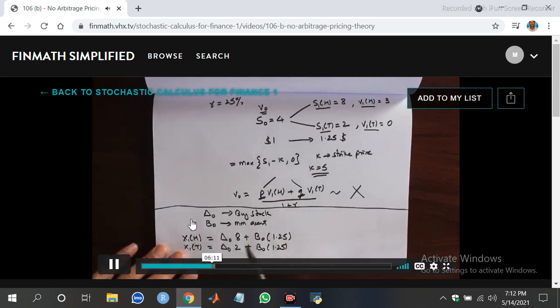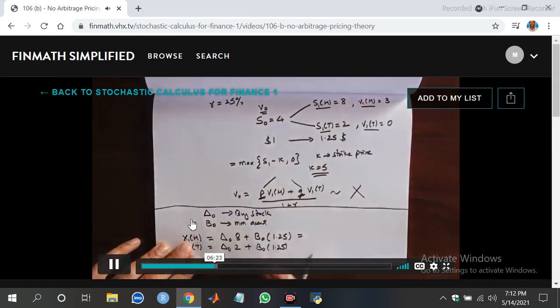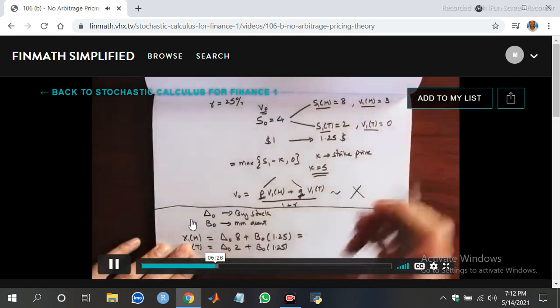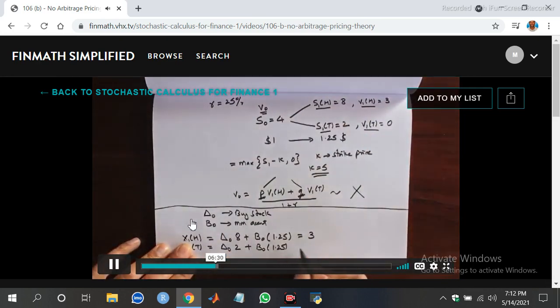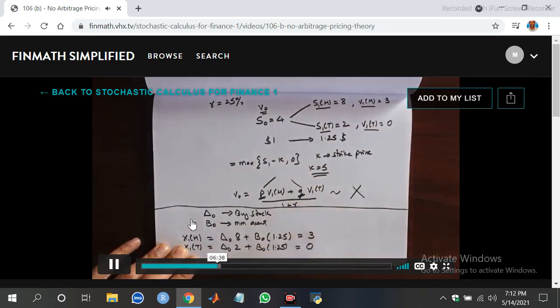Now, my argument of no arbitrage is that I would like the value of my portfolio to be equal to the value of the option. So when I get a head, I want the value of my portfolio to be equal to the value of the option, which is 3. And likewise, if I toss a tail, then I want the value of the portfolio to be equal to the value of the option again, which is 0.